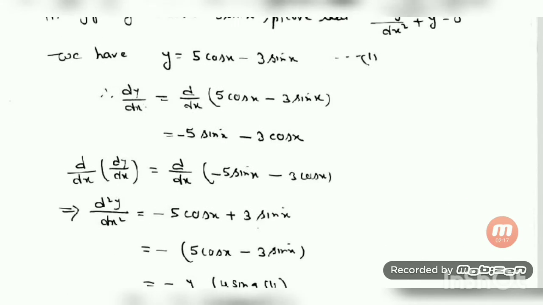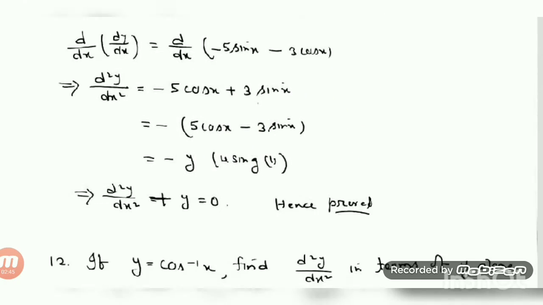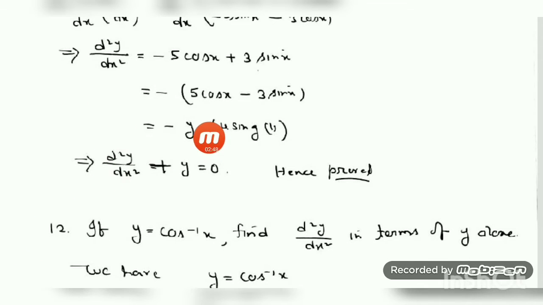Now if you notice properly, this expression, 5 cos x plus 3 sin x, is similar to y. So if I take the minus sign common, we can directly do the proof part. Minus sign I am taking common, and what is left inside the bracket? 5 cos x minus 3 sin x. If you compare it with this y, this is your y. So this is minus y, using 1. Now if I bring this y to the left side, d2y/dx2 plus y equals 0. Hence the result comes.